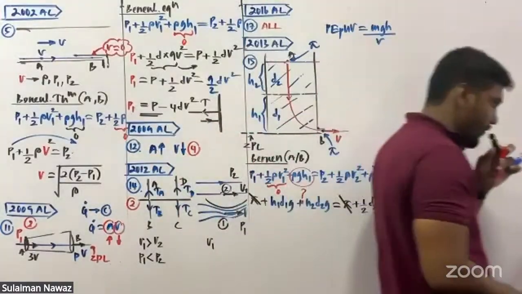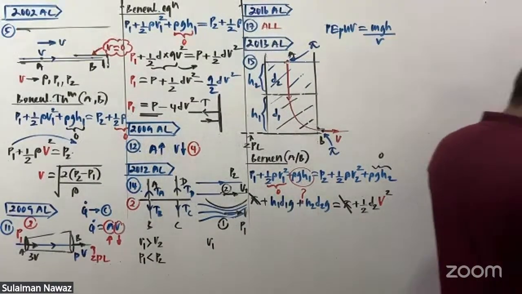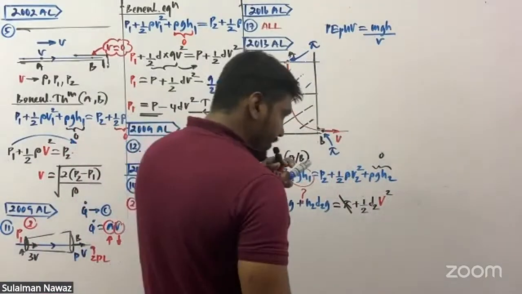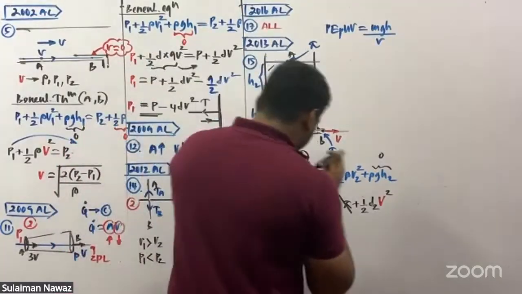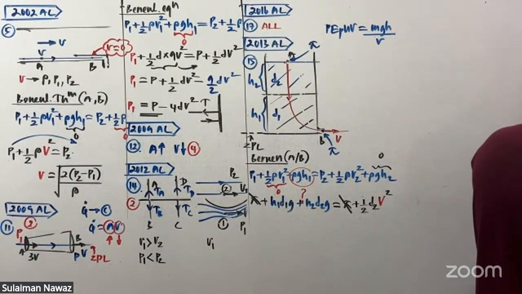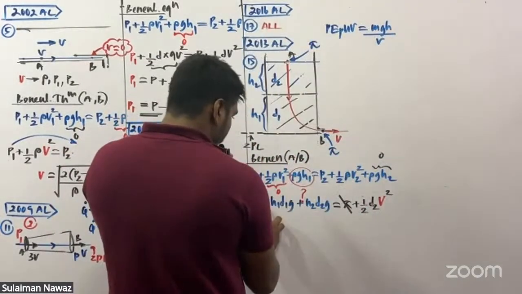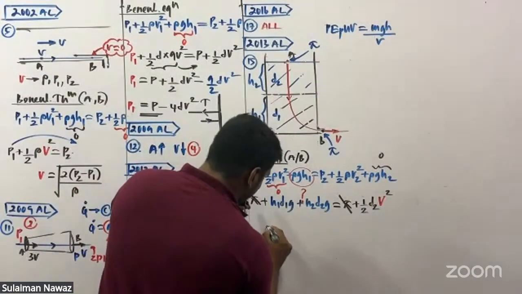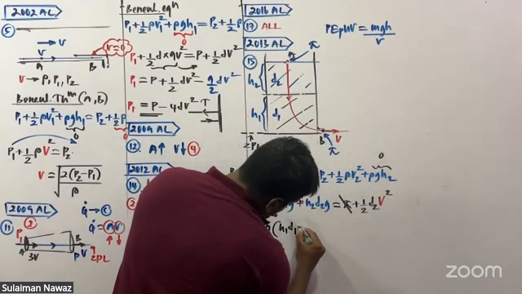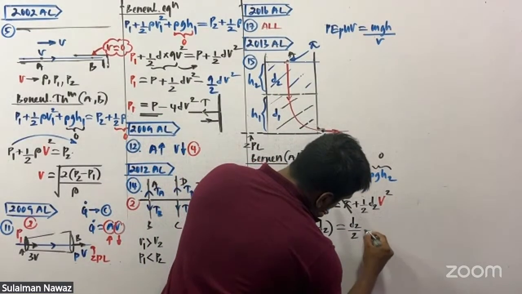What they ask us to find in the question is V. We have done the simplification, so for the final answer, if you take g as a common factor out here, g times the bracket H1 D1 plus H2 D2 must be equal to D2 over 2 times V squared.